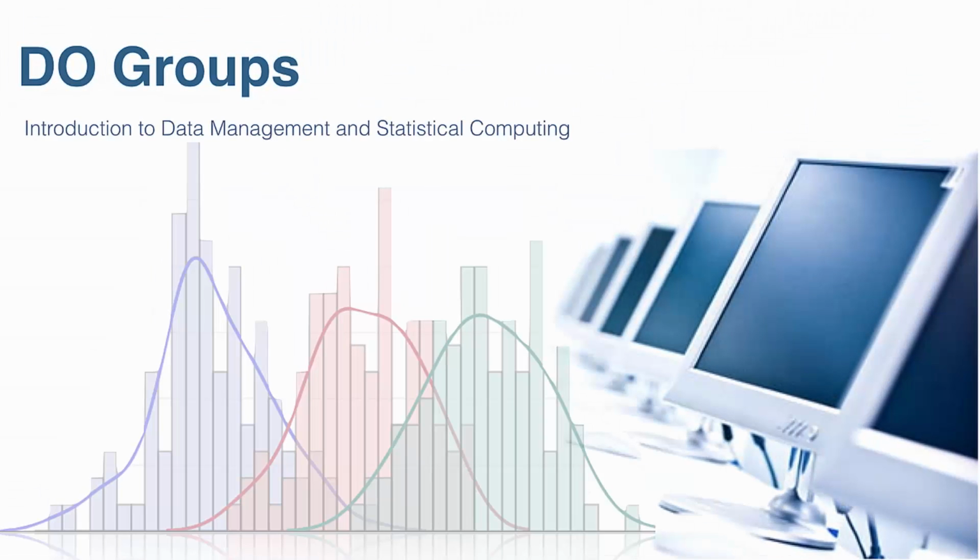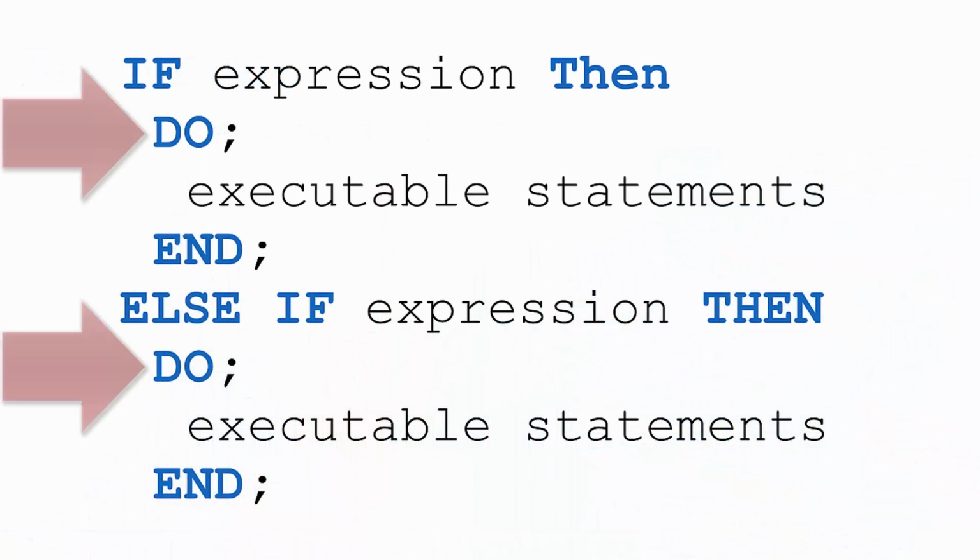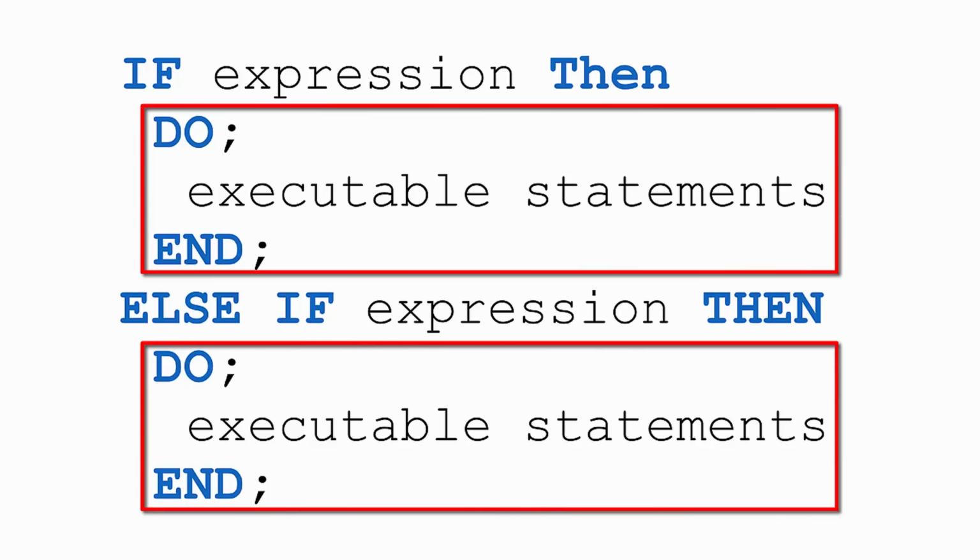So far, you've seen examples of conditional processing that execute only a single statement when a condition is true. But you can also execute a group of statements as a unit by using do groups. To execute multiple statements, you need to use a do statement within an if-then-else statement. This set of statements functions like an if-then-else statement, but enables SAS to perform multiple actions based on one condition. The do statement, along with the other SAS statements it contains, is known as a do group.